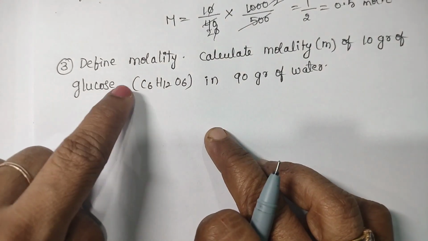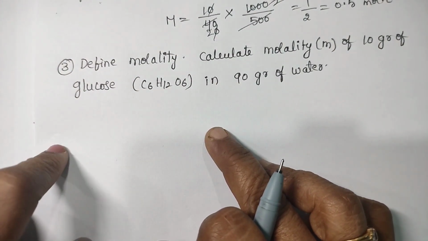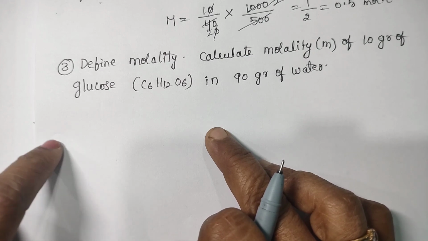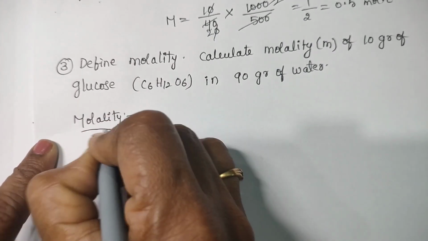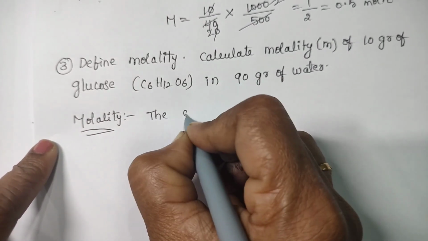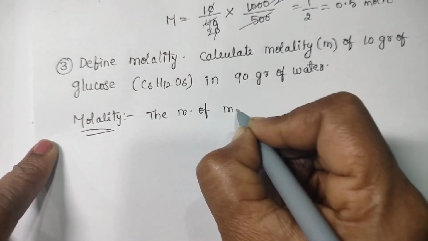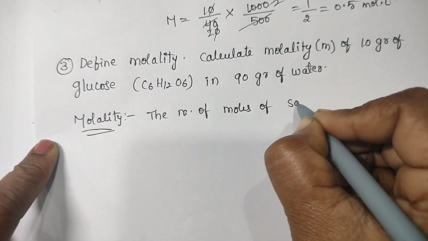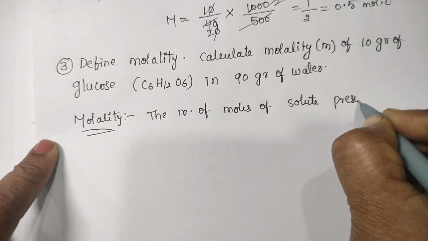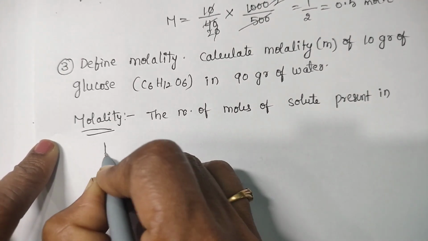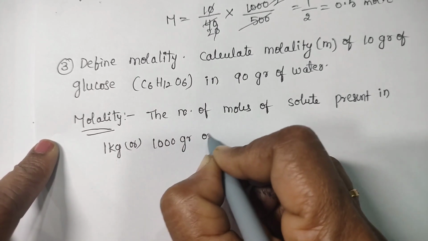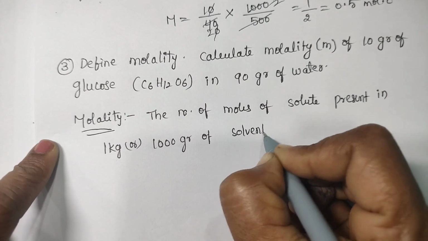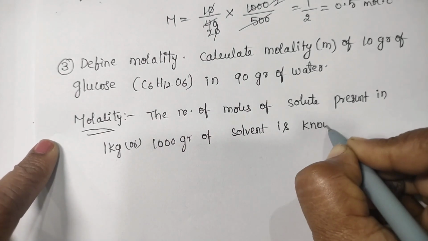So next question: define molality, and calculate molality of 10 grams of glucose in 90 grams of water. So how do we define molality? Molality means the number of moles of solute present in 1 kg or 1000 grams of solvent is known as molality.